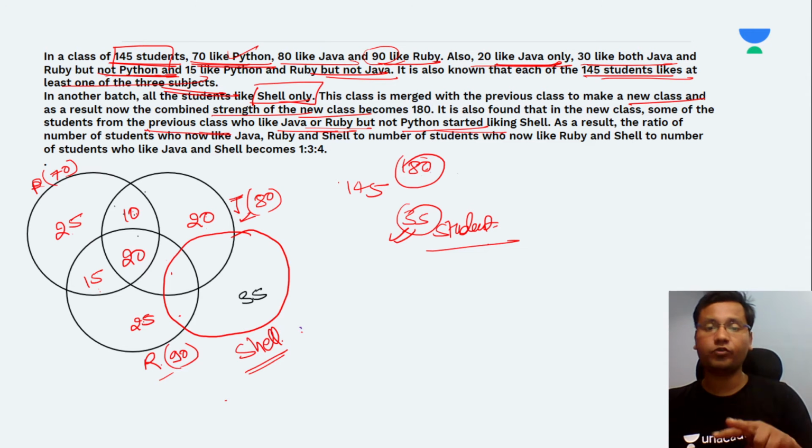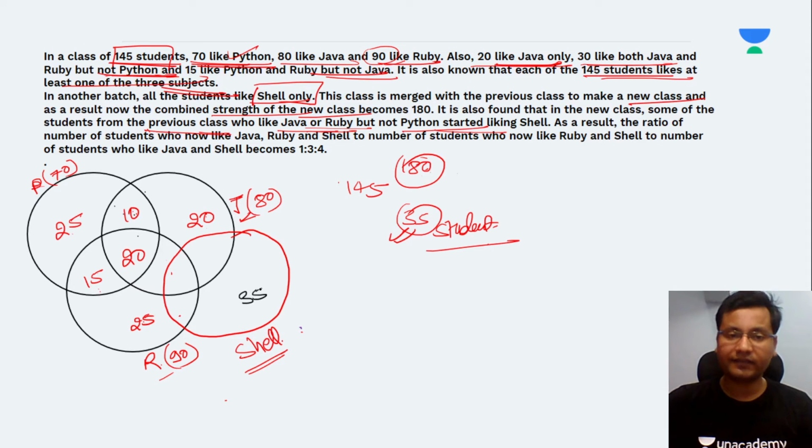ठीक है, इससे कंफ्यूज मत होना. जो पहले से सिर्फ और सिर्फ Shell को पसंद करते थे, they are not going to like Java and Ruby. But Java and Ruby जो पहले से कम पसंद कर सकते थे, someone out of these, ठीक है, some students out of the Java and Ruby, they started liking Shell. Okay, now so this has to be only Shell has to be 35. Okay, now read it further again.